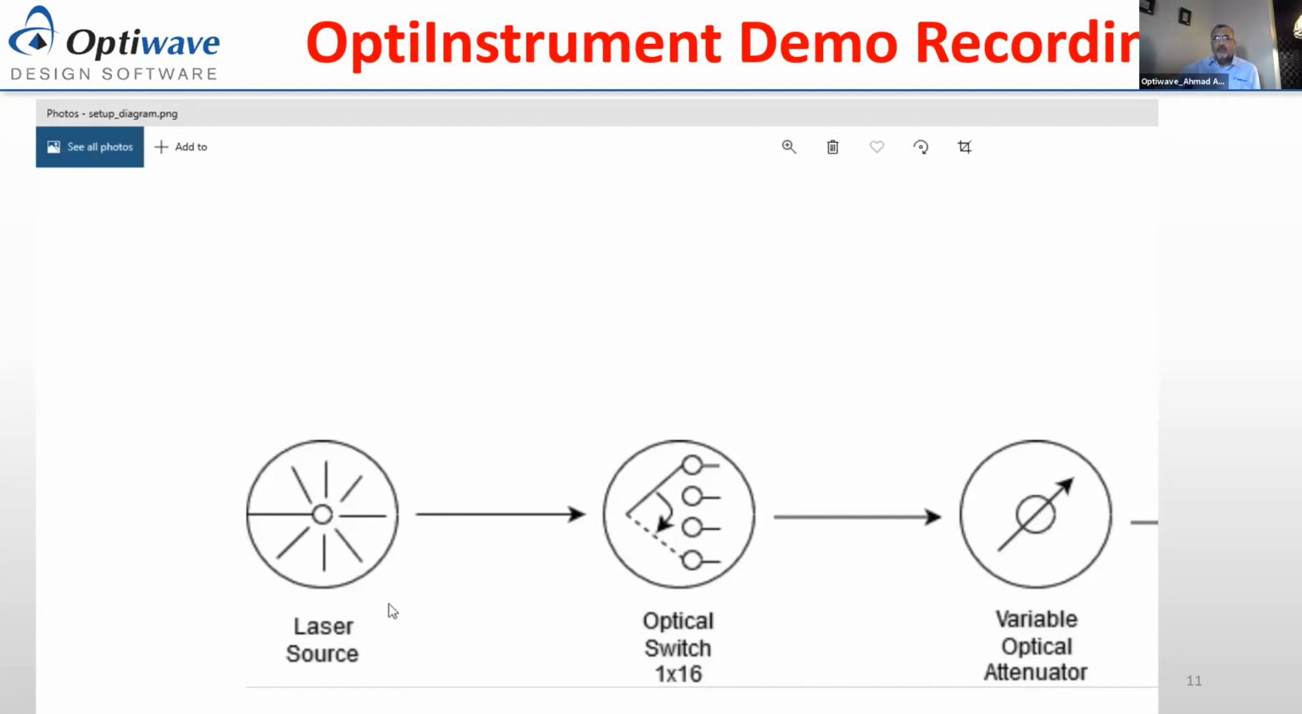We have 4 lasers connected to the optical switch output using fibers. And then the input is connected to the optical attenuator, where we'll be changing the attenuation value. And then the attenuator is connected to the optical spectrum analyzer, where we'll be performing certain measurements. And so this is the setup we have.